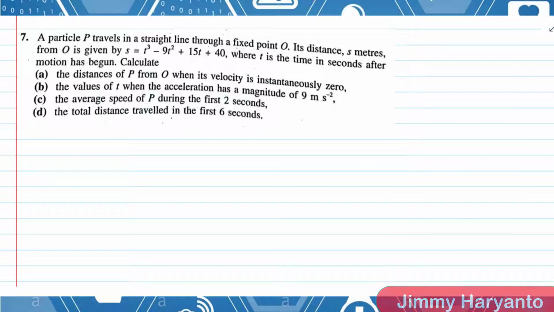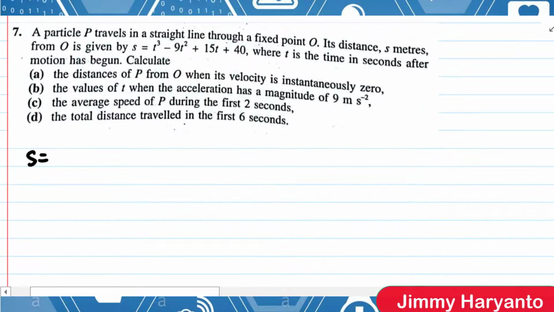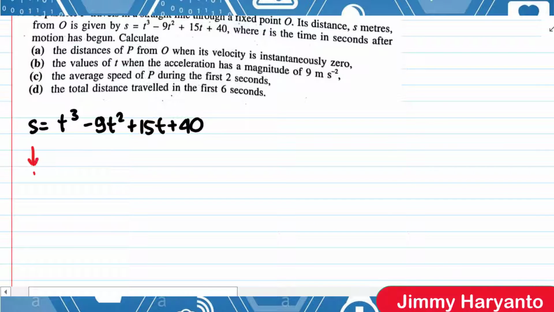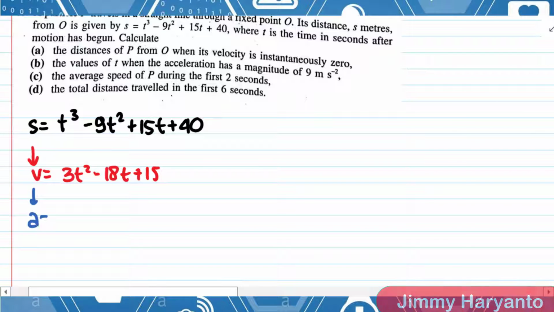And the next one is number 7. We have s equals t to the power of 3 minus 9t squared plus 15t plus 40. The first thing we have to do is to find the velocity. The velocity will be 3t squared minus 18t plus 15, and then we have to find the a also. a equals 6t minus 18. Okay, so this one is the first preparation.